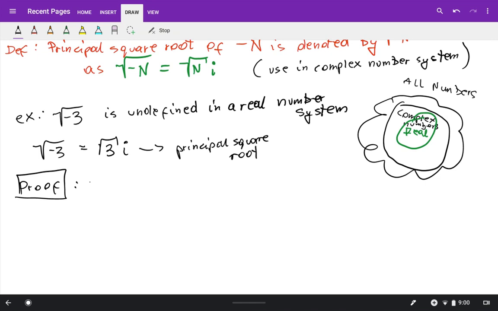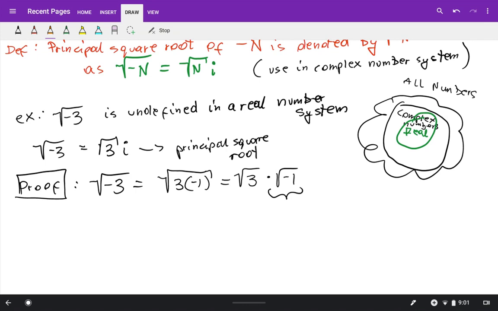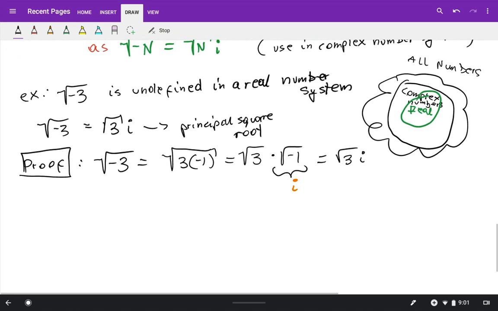Let me show you. Square root of negative 3, you can rewrite as square root of 3 times negative 1. And the square root of a product is equal to the product of square roots. So you can rewrite that as square root of 3 times square root of negative 1. And you know from the definition that square root of negative 1 is just i. That's how we get square root of 3 times i.